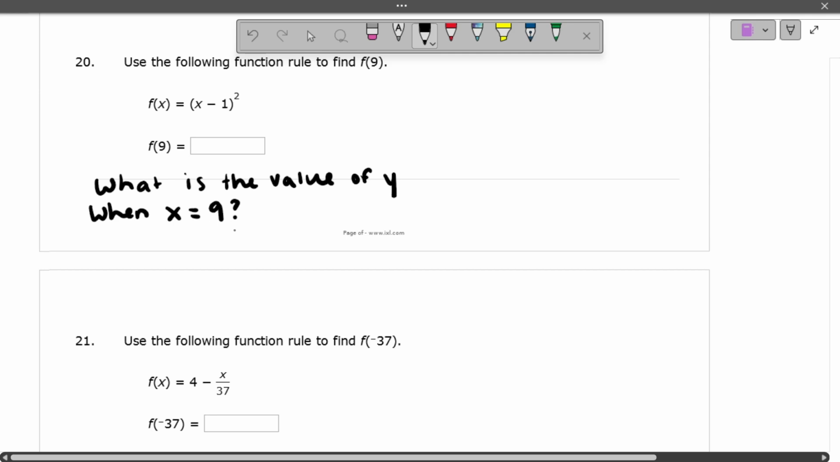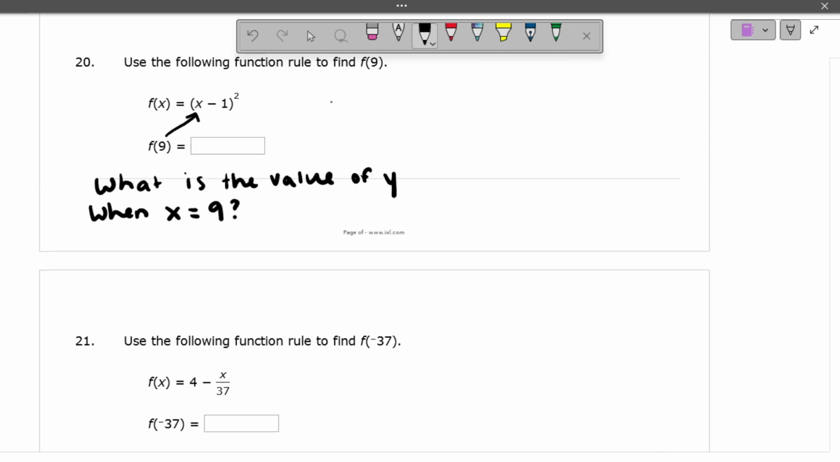So if x is equal to 9, and we have an x right here, that means we are just going to plug our little 9 into that x. So this is saying that f of 9 is equal to 9 minus 1 squared. And don't forget to do inside of your parentheses first. So let's bring that down. 9 minus 1 is just 8 squared, which happens to be 64. So f of 9 is equal to 64.